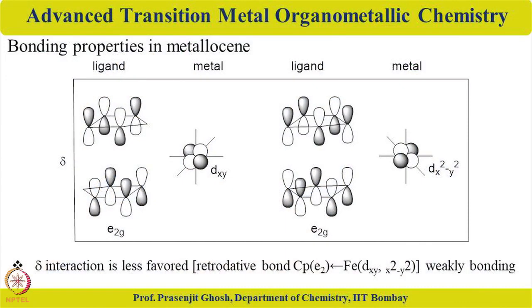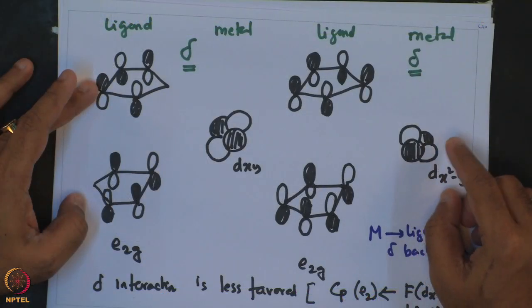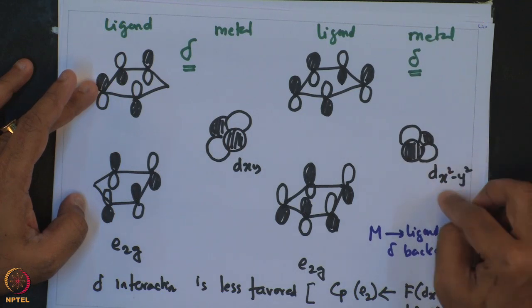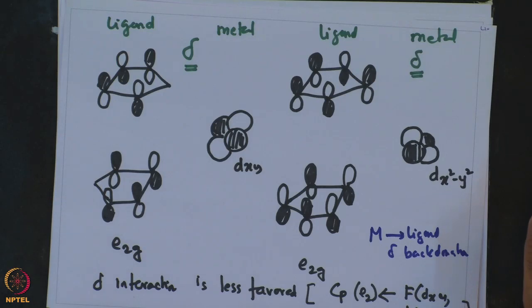g is the gerade symmetry. Likewise, one can have an opposite symmetry of u type, and then the metal orbital reacting for this is d x square minus y square. These delta interactions are weaker in nature compared to sigma and pi interactions, and then we are going to discuss that in a bit more detail.